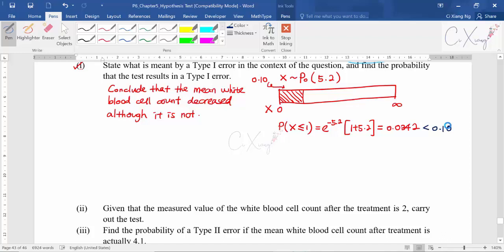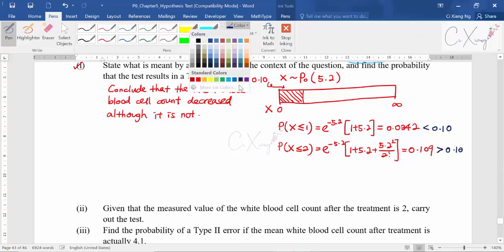After that, you can try to calculate x smaller equals to 2. So e negative 5.2, then this is what you have, you start by x equals to 2. When you calculate this one, you get 0.109, and you will see that the value itself is already more than 0.10, slightly more than, right?